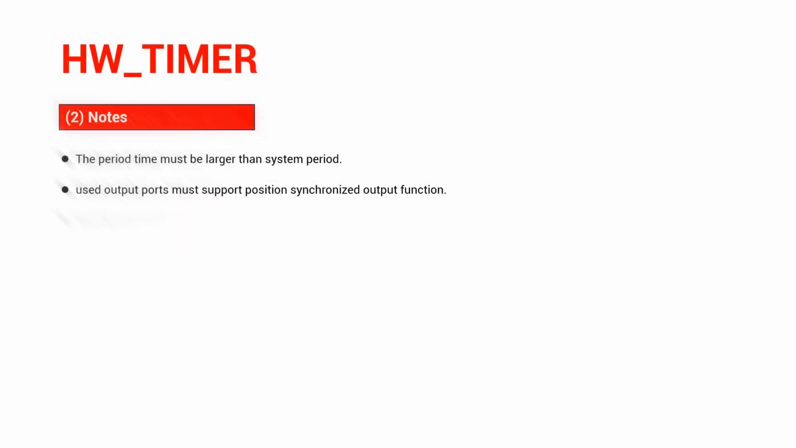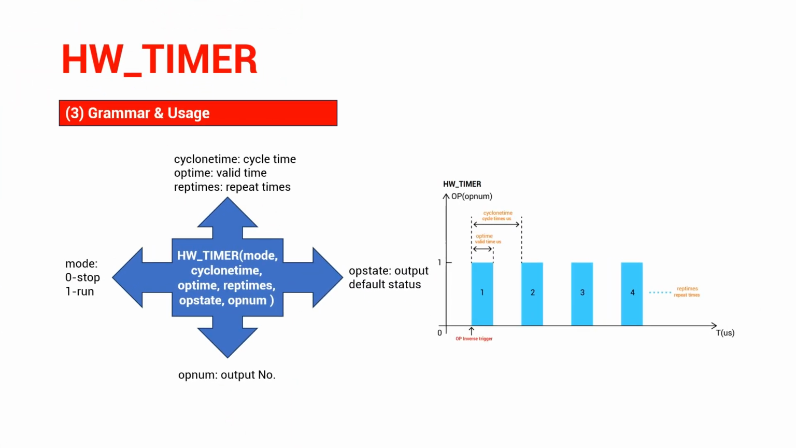from the HW timer. For the HW timer, the cycle setting should be noted. That is, the comparison cycle must be more than the system cycle. And for the output port, it must use an OP that supports the PSO function. Then see the grammar. At the beginning, mode configuration. Only 2 means open. 0 means stop former configurations. Cycle time sets the cycle time. OP time sets the valid time of each cycle. And please note, the OP time should be less than the cycle time.